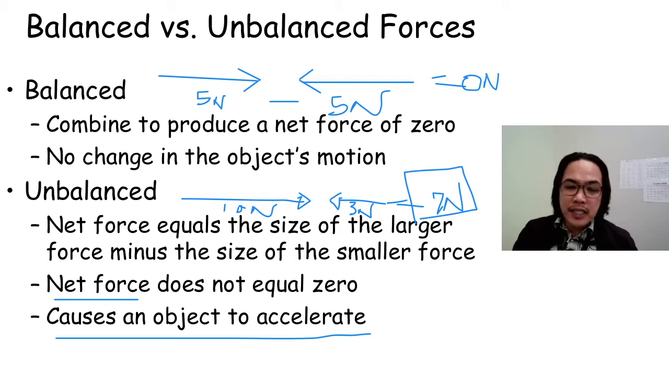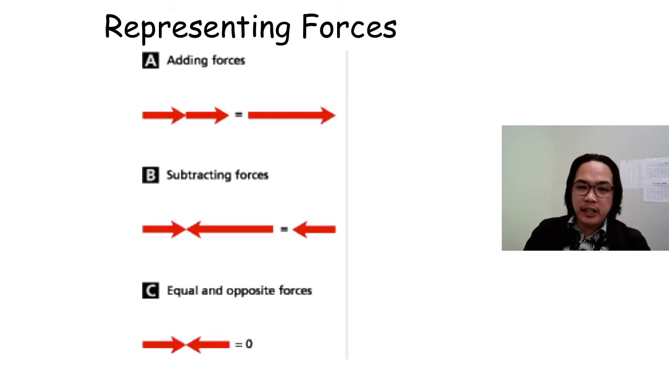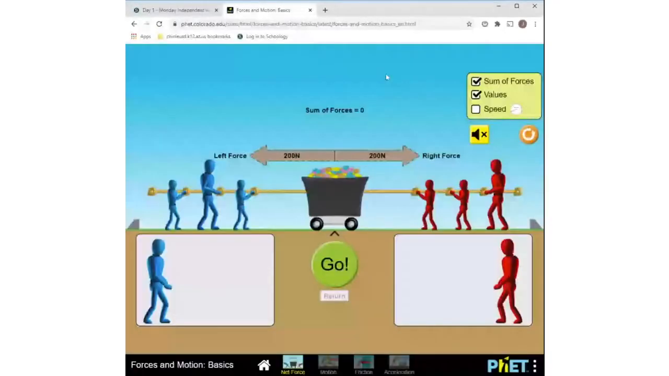So your forces, again, are represented by arrows. In the example that we have here, if they are in the same direction, you add the arrows, and you will have a longer length. Subtracting forces, of course, you will have a shorter length, and for equal and opposite forces, you will have 0. Okay, so let's take a look at the simulator, and we will try to figure out if what I am showing you is a balanced or unbalanced force.